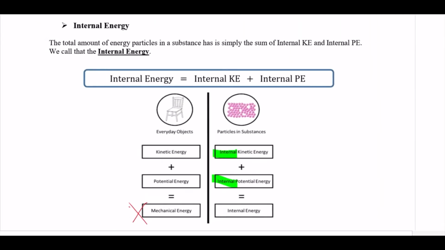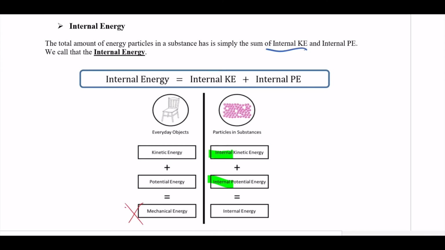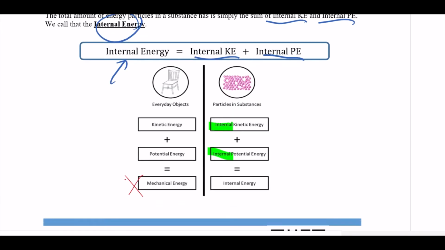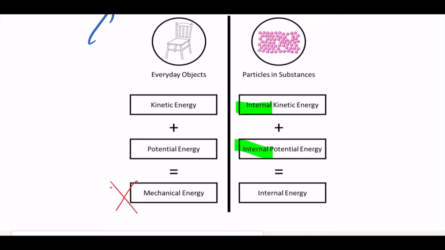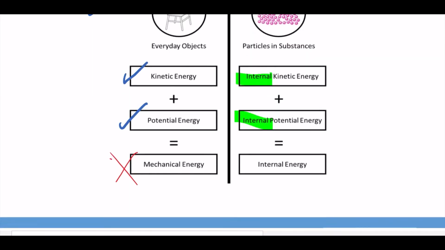Next, you have internal KE and you have internal PE. When you sum up these two, you get internal energy. That's it. So one new term, which is internal energy, which equals the sum of internal KE and internal PE. Here I'm making a comparison between everyday objects like a table and chairs and the particles inside these substances. For everyday objects, you have KE, you have potential energy like GPE, and if you add up KE and GPE together, you get mechanical energy.